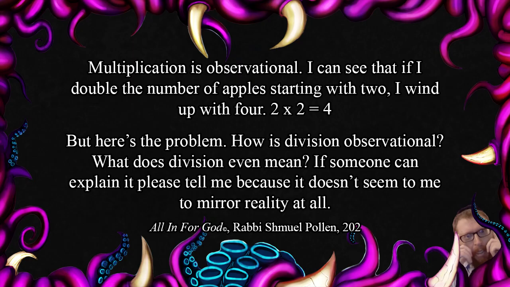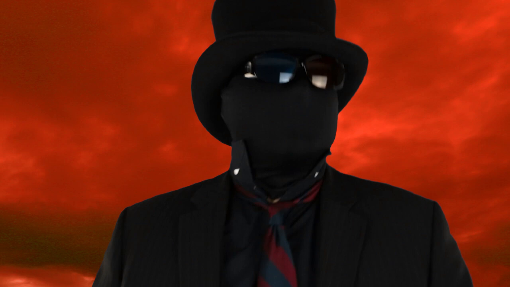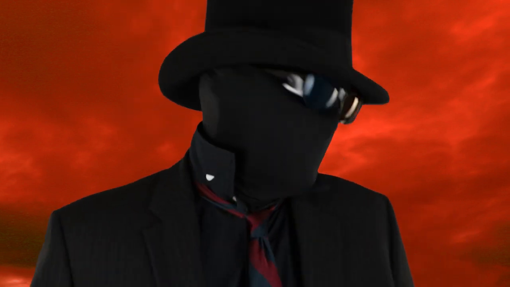Multiplication is observational. I can see that if I double the number of apples starting with 2, I wind up with 4. 2 × 2 = 4. But here's the problem. How is division observational? What does division even mean? If someone can explain it, please tell me, because it doesn't seem to me to mirror reality at all. Sure, Shmuel. I'd be glad to do that for no reason and no benefit whatsoever.